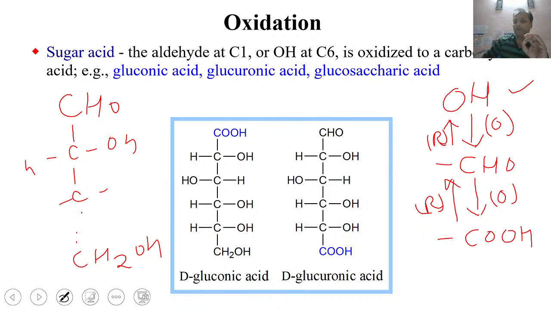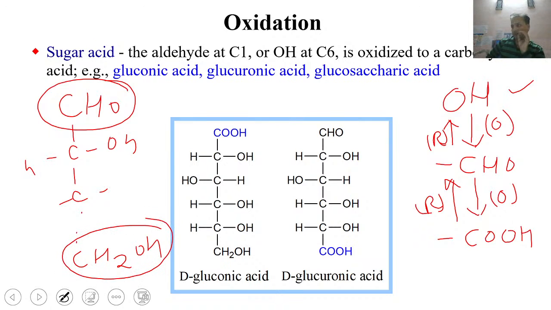The most preferred place for oxidation is either this aldehyde group or this primary alcohol. Secondary or tertiary alcohols normally do not go for oxidation easily. Primary alcohol is better; it will easily go for oxidation. So here are two places that are easily oxidized: the terminal aldehyde group on one side, and the primary alcohol on the other side.